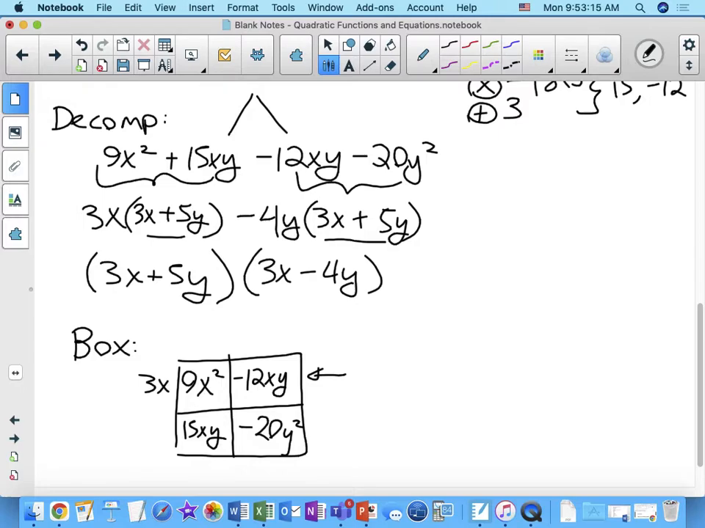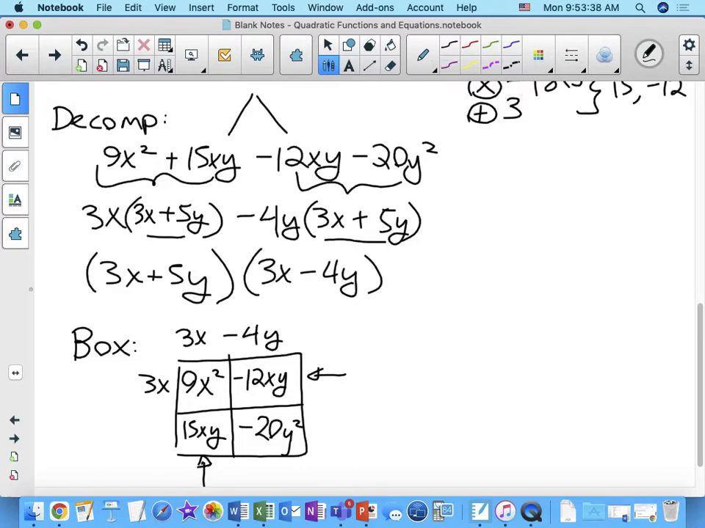Okay? And when you take that out, what you're left with is 3x minus 4y, right? So the idea is that 3x times 3x is 9x squared. 3x times minus 4y is negative 12xy. Okay, and we're gonna do the same thing over here.